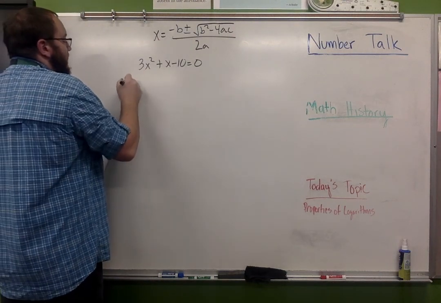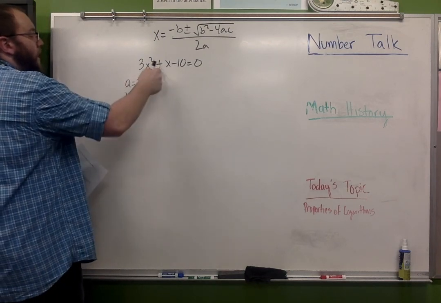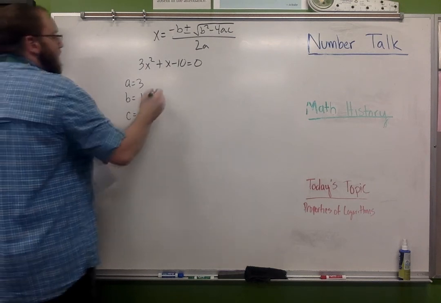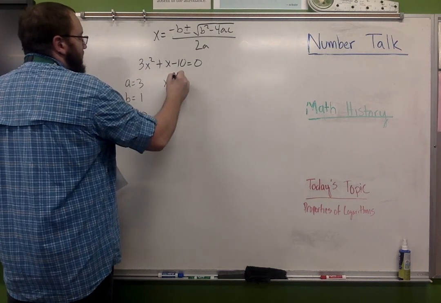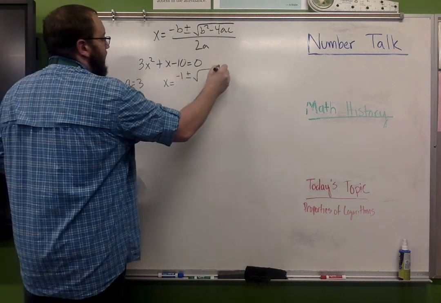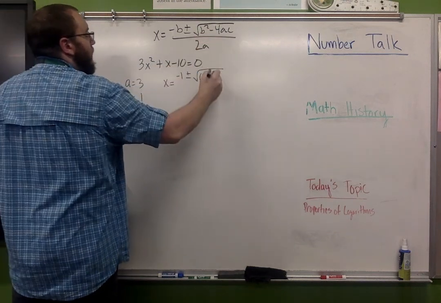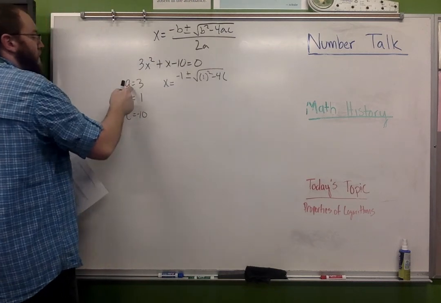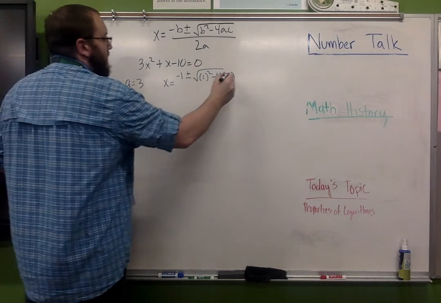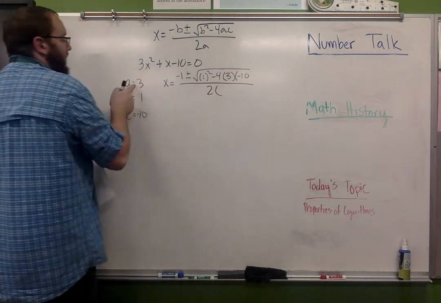Quadratic formula, we have a equals 3, right? It's our leading coefficient. b equals 1, right? This is 1x. And c equals negative 10. So x equals negative 1, right? Negative b. So negative 1 plus or minus the square root of b squared, so 1 squared, minus 4 times a, which is 3, times c, which is negative 10, all over 2 times a, which is 3.